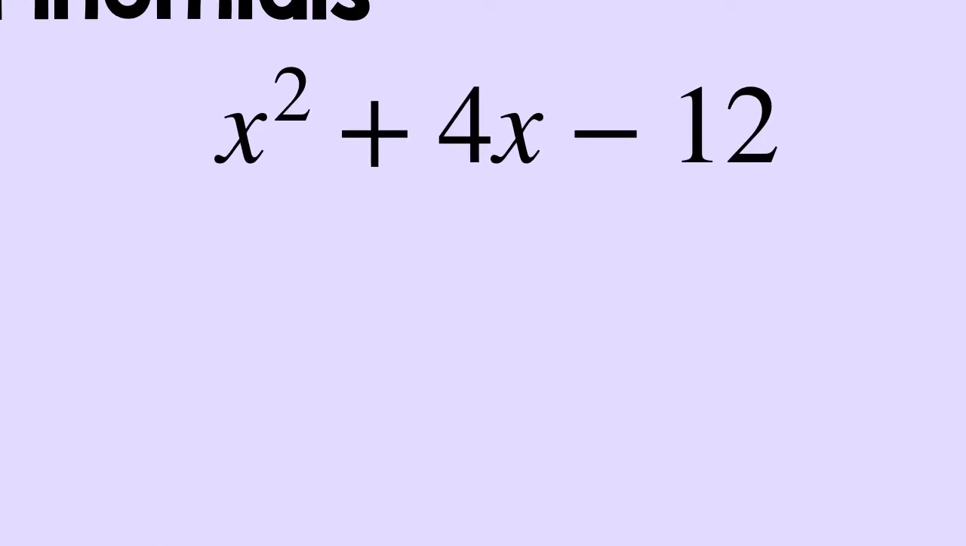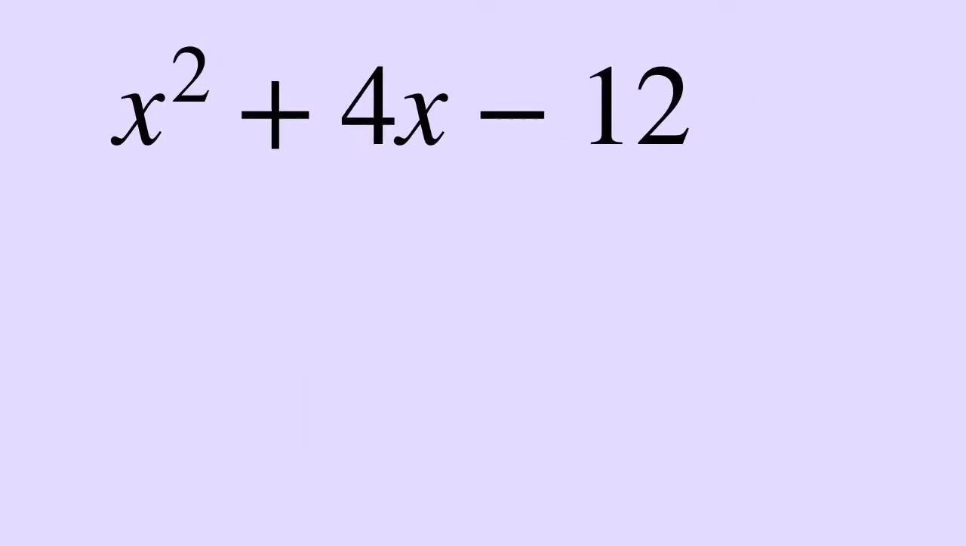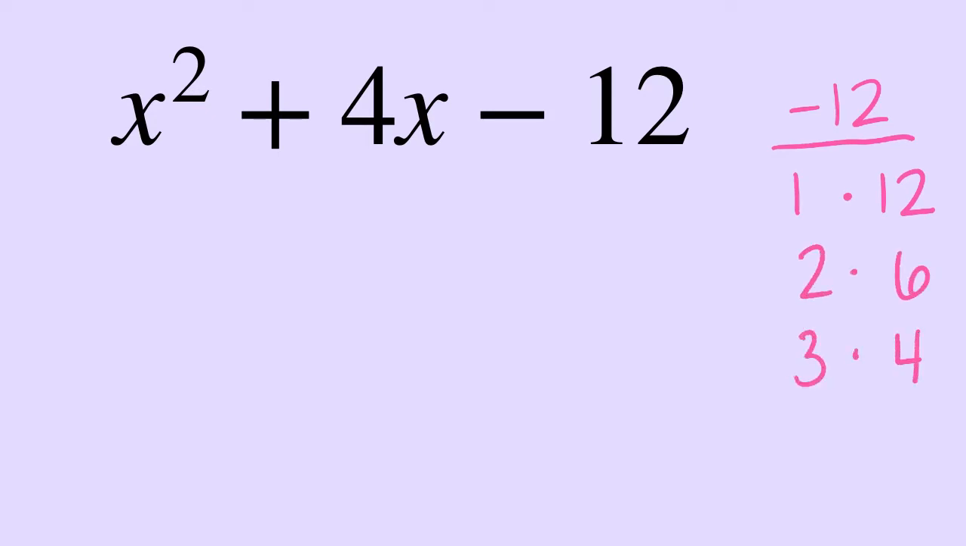And the second one has a negative on the 12, so make sure you're careful with that. So again, we're going to list out the factors of 12. So 1 times 12, 2 times 6, 3 times 4. And remember, because this is supposed to equal negative 12, that means one of our factors is supposed to be negative. So we have to figure out which one that would be.